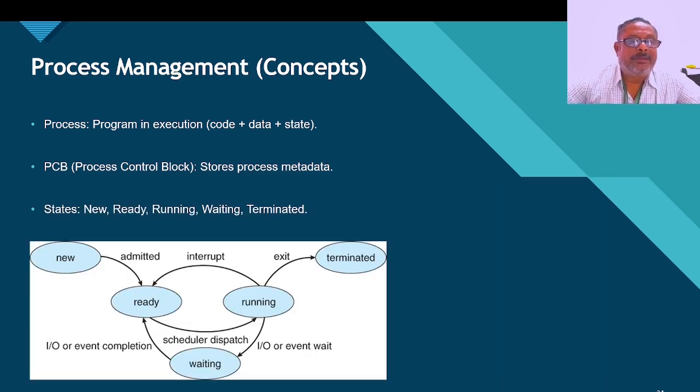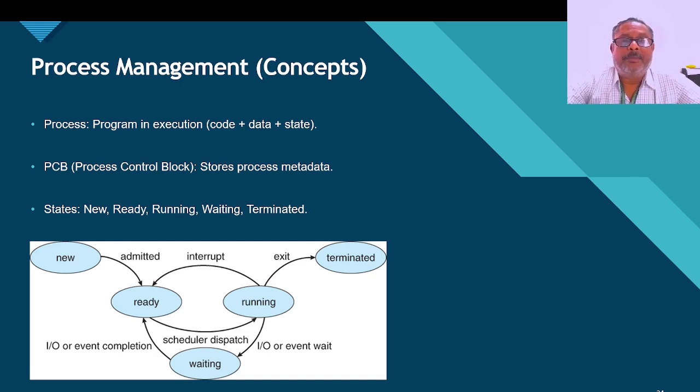So various states are there. When a new process is formed, that means when we want to run a new program, the first thing that happens is that the program comes onto the main memory from the secondary memory.